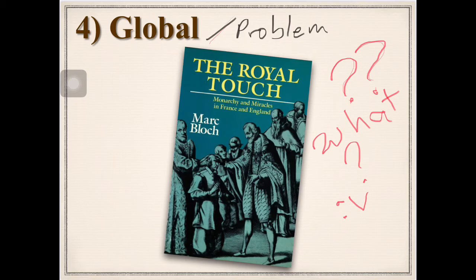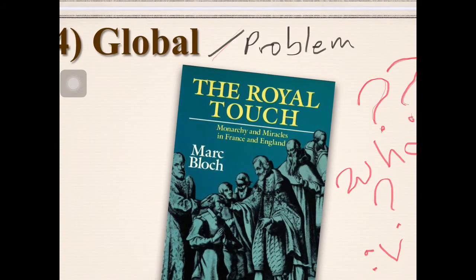Marc Bloch was able to find this relation between the way in which England and France are competing for the authority of being kings, and how this institution of the royal touch is actually helping them to become legitimate rulers, because they are saying, I am chosen by God, and thus I can heal people. So this is the type of history that we are going to be using.